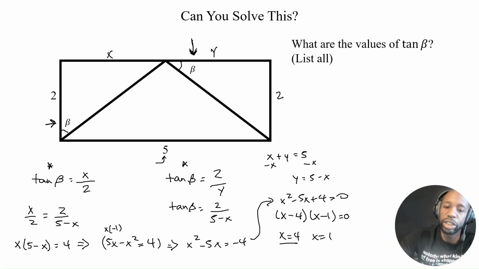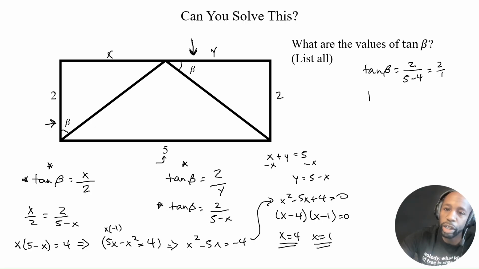Now we can plug each of these values into either one of the tangent equations. So I'm going to plug it into this second one here. So tangent beta equals 2 over 5 minus 4, or 2 over 1. So one of the values for tangent beta is 2. Now that was when x was equal to 4.